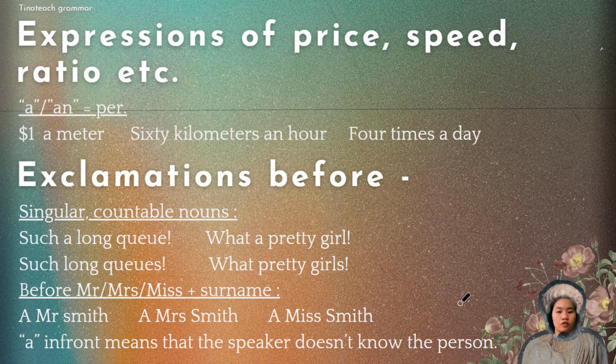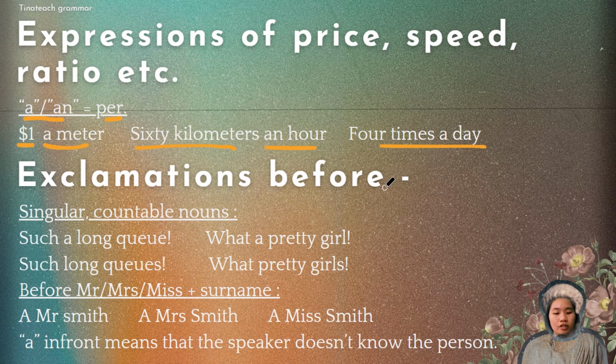Okay? Let's move on to expressions of price, speed, ratio, and a little bit more. This time, a and an is in replacement of per. $1 a meter. It means that for every meter, there is $1. And this is the same as saying $1 per meter. Okay? 60 kilometers an hour. 60 kilometers per hour. 4 times a day. 4 times per day. Same thing.